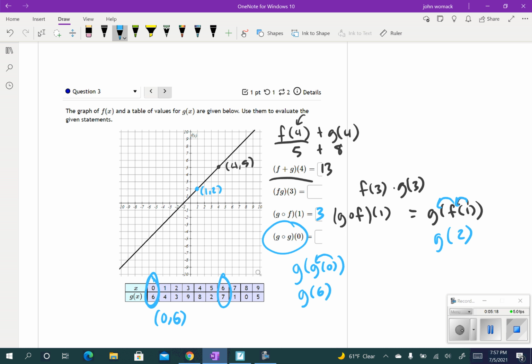I plug 0 into g, I got 6 back out. I took the 6 and now plug it back into g again, and I get 7 back out, right? When I put 6 in, I get 7 back out. So the answer is 7 right there. So that's a little bit tricky.